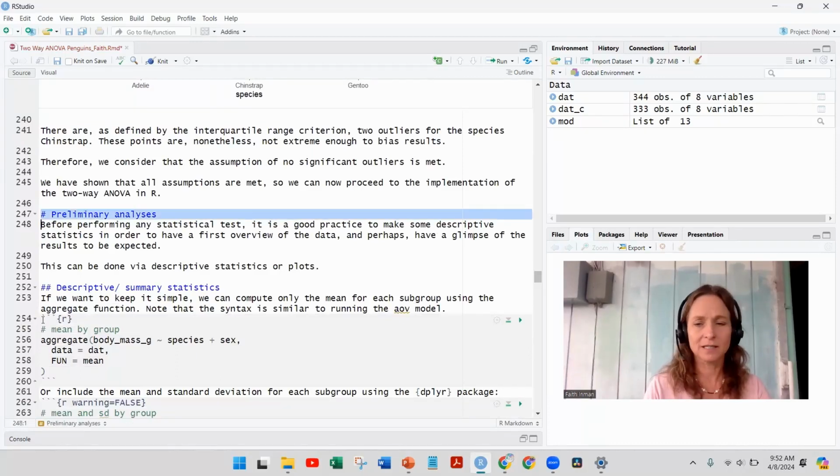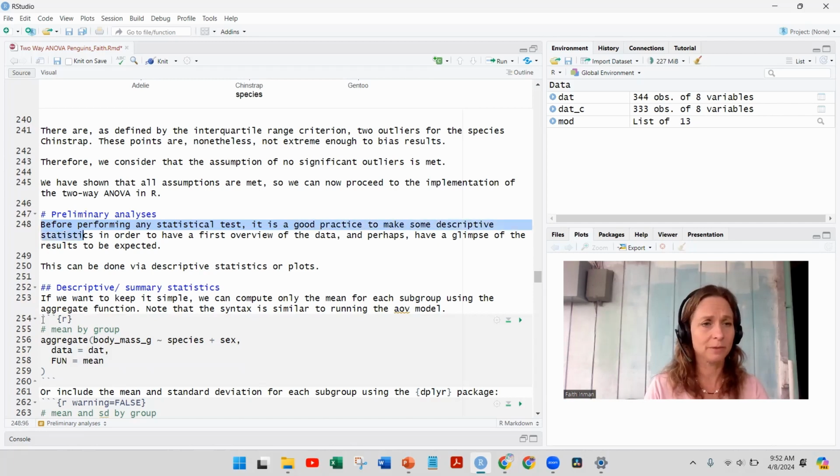Preliminary analysis. Before you can analyze, you got to analyze. Before performing any statistical test, it is a good practice to make some descriptive statistics in order to have a first overview of the data and perhaps have a glimpse of the results to be expected. This can be done via descriptive statistics or plots.